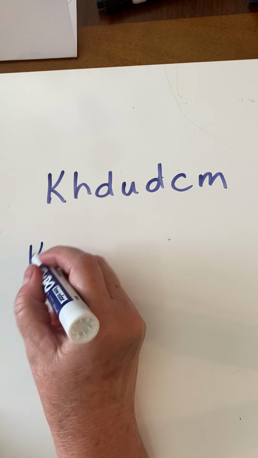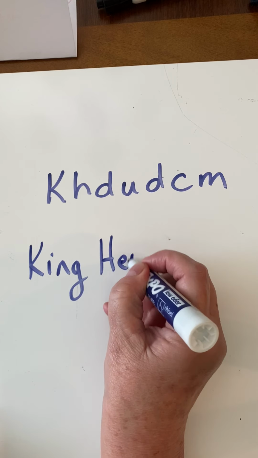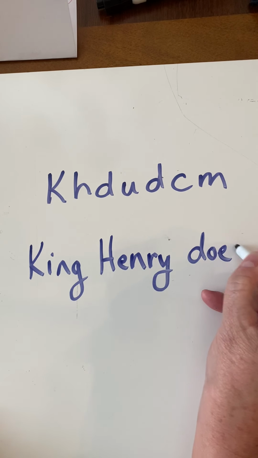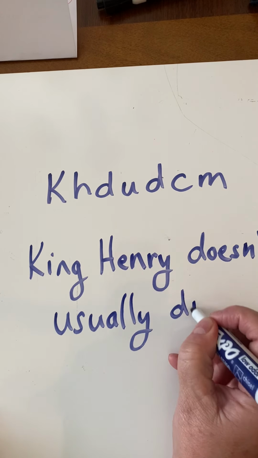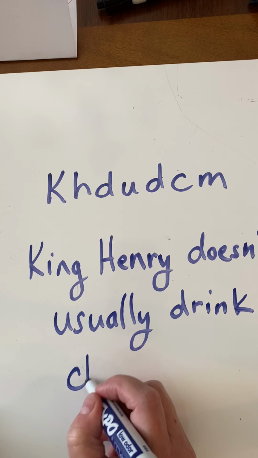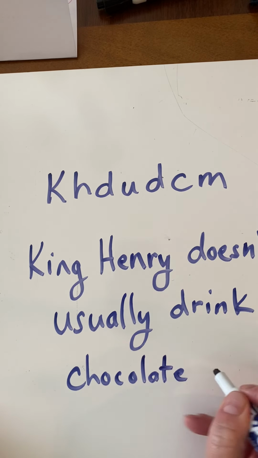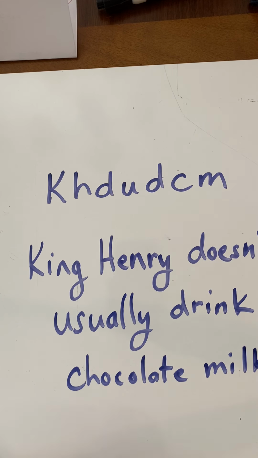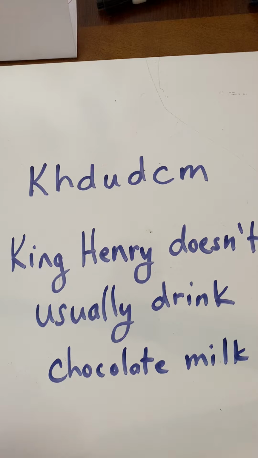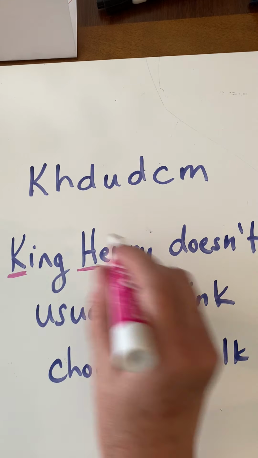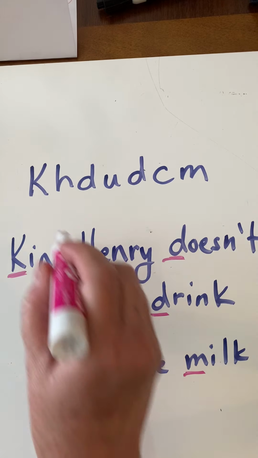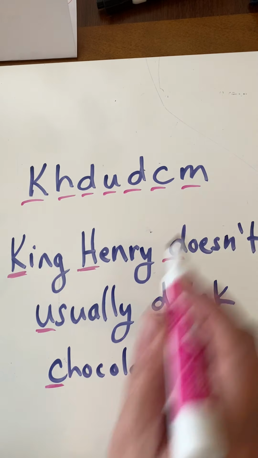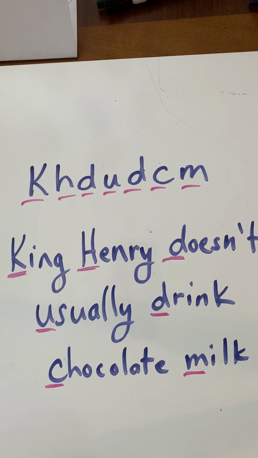And the sentence I'm going to give you is King Henry doesn't usually drink chocolate milk. So that's the one that we're going to be using. King Henry doesn't usually drink chocolate milk. And notice that the first letter of each word corresponds to the letters up here at the top. So all of these letters come together to make this sentence. King Henry doesn't usually drink chocolate milk.